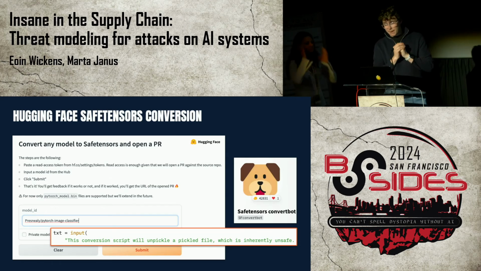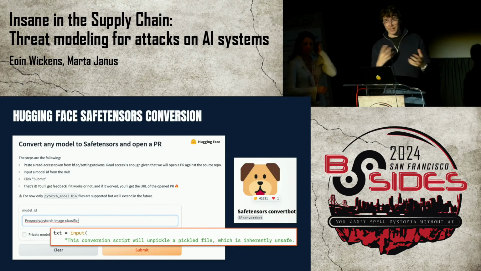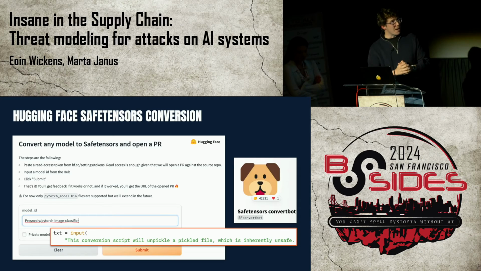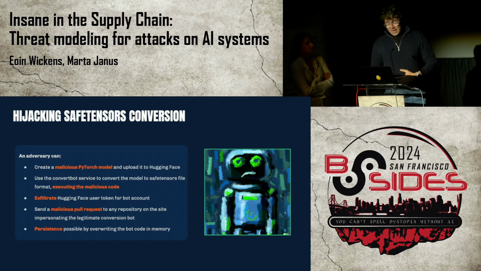One of these: Hugging Face created a Safe Tensors conversion bot. Safe Tensors is a JSON-based file format for model serialization, super safe. What they decided to do was create a service to convert all insecure PyTorch models into Safe Tensors. But earlier this year we were able to show that we could compromise this service, using a malicious PyTorch model, so that we could hijack any model that was converted through it.